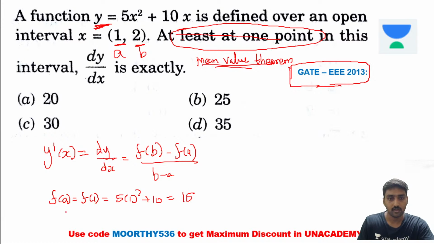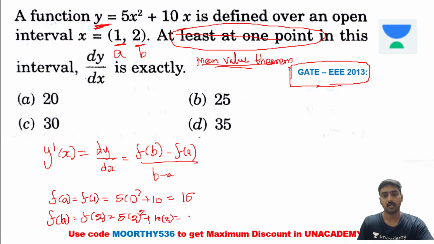It's 15. Now f of b is equal to f of 2, which is 5 into 2 the whole square plus 10 into 2. It's equal to 4 into 5, which is 20, and 10 into 2, which is 20. Yeah. It's equal to... not f dash of... What does not exist?